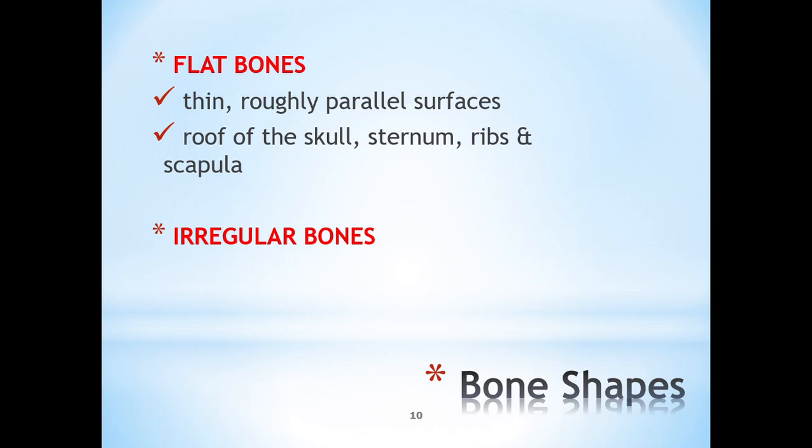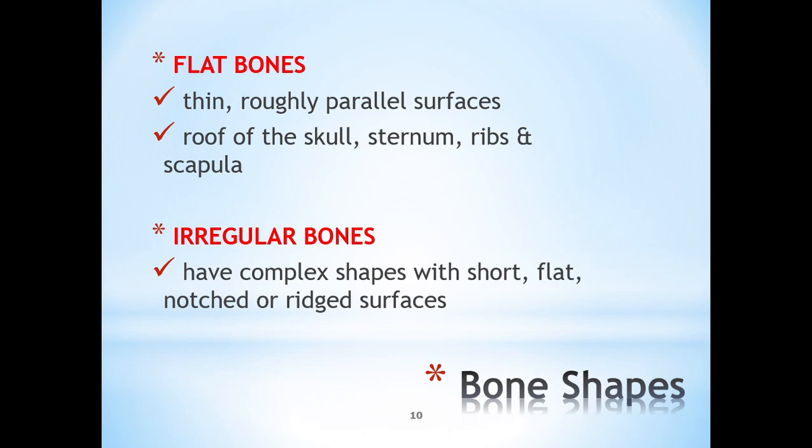And then the fourth shape is your irregular bones. Since they are irregular, they have complex shapes with short, flat, notched, or ridged surfaces. When you say notch, it's actually a V-shaped cut. These are examples: your vertebrae, pelvis, and some facial bones.